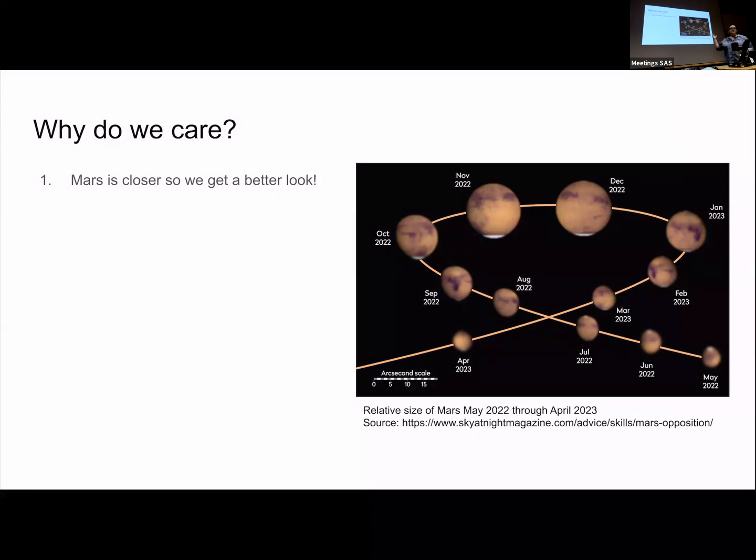So it's quite a bit bigger. This is the image that whoever did the publicity for this meeting tonight found online. I actually found it on Sky at Night magazine's website. I thought this illustrates this really well. You can see how small Mars was in May of '22 compared to how it's going to look in November and December of this year. So you get a big benefit from being closer to Mars.